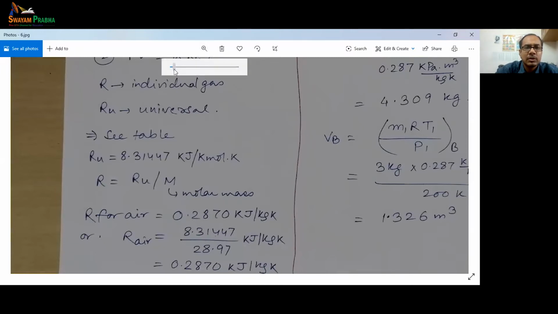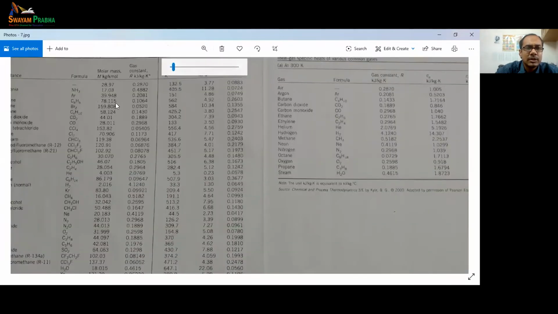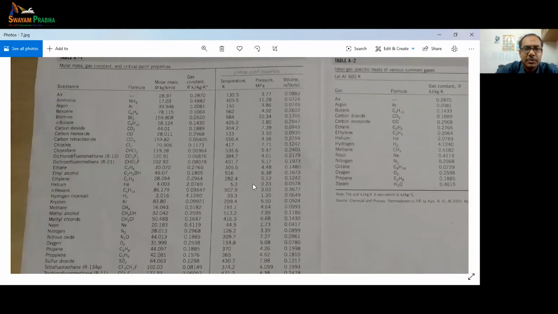So let us go to the table. Here is the table in Cengel and Boles' book. This table is Table A1, which lists molar mass, gas constant, and critical point properties. This table we will use again and again for this particular tutorial. Here the first column lists the different gases, and the fourth column gives us the R values or the gas constants in kilojoule per kg K.